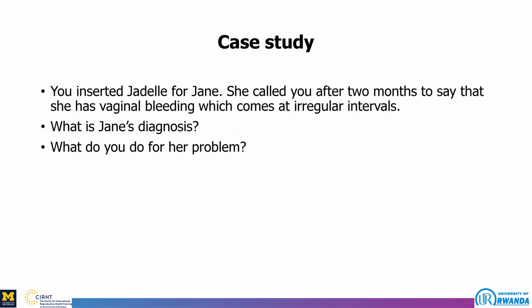Here comes another case study. You inserted the Jadelle for Jane. She called you after 2 months of insertion to say that she has vaginal bleeding, which comes at irregular intervals. So what's Jane's diagnosis? What do you do for her problem?